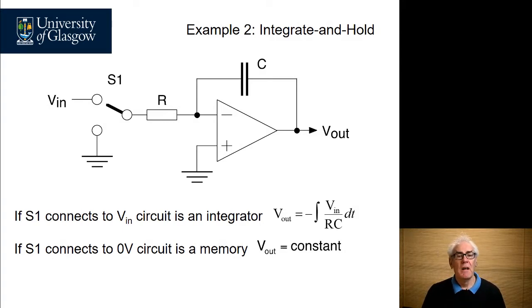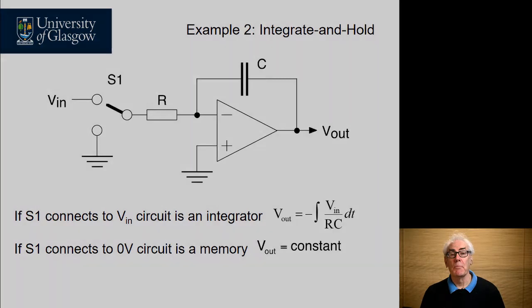So let's go back to our integrate and hold circuit again. And here we have a simple circuit. We've got a switch at the input that either connects to the input voltage, in which case it integrates, or it connects to ground, which means that the output voltage is constant. When it integrates, the output voltage changes at the rate of minus the integral of the input voltage divided by the resistor multiplied by the capacitor value. And when S1 is equal to 0, the output voltage is nominally constant.